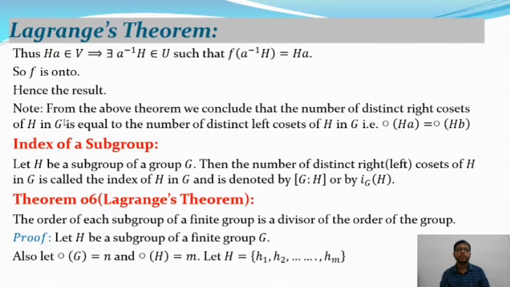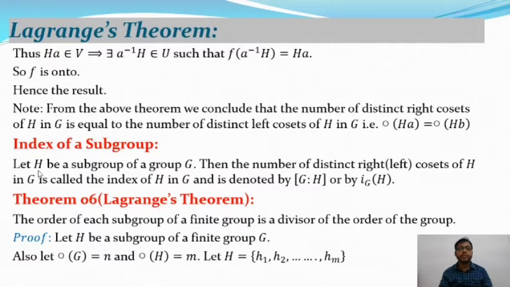So there is a note. From the above theorem we conclude that the number of distinct right cosets of H in G is equal to the number of distinct left cosets of H in G. That is, order of HA is equal to order of HB. So that means the function f is bijective, that is 1-1 and onto. So the order of left coset as well as the order of right coset are equal. Now we will move on to the next part of the lecture, that means index of a subgroup.